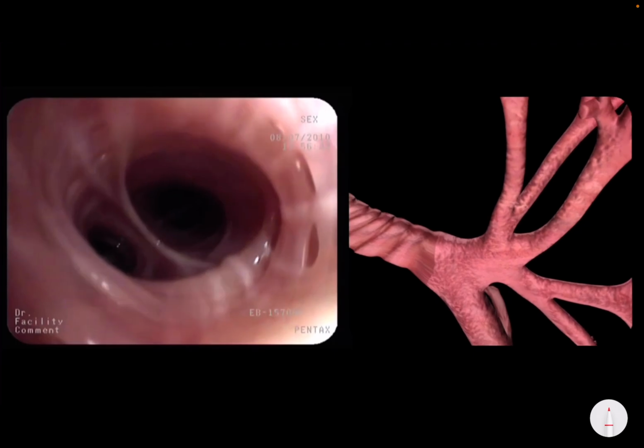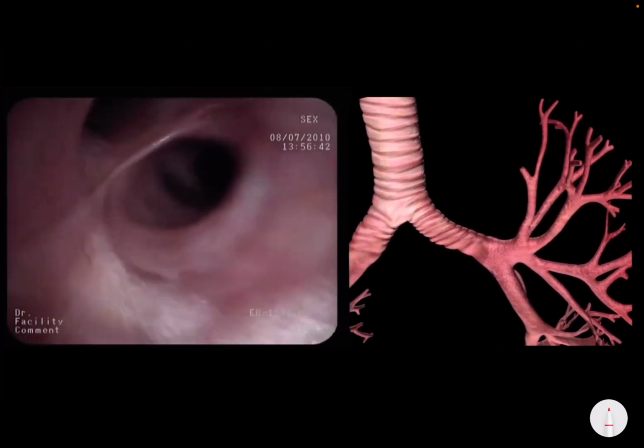This is the whole anatomy of the lung bronchoscopically, or inside the lung.